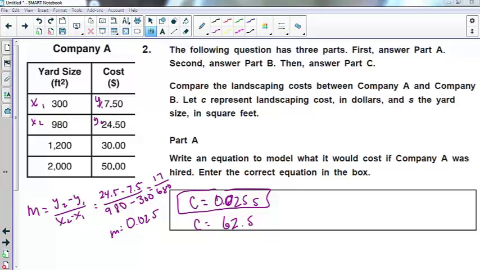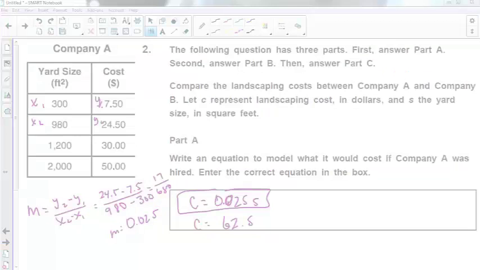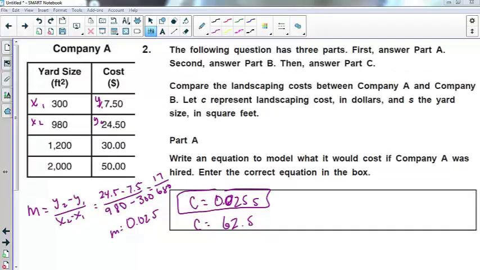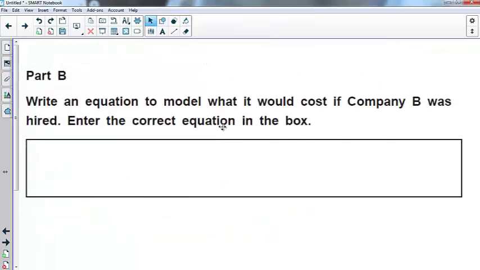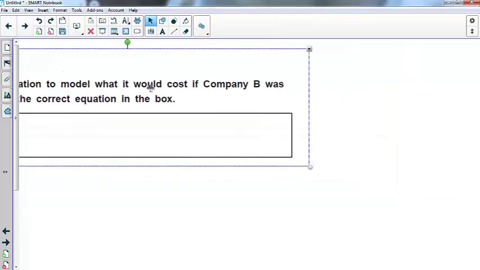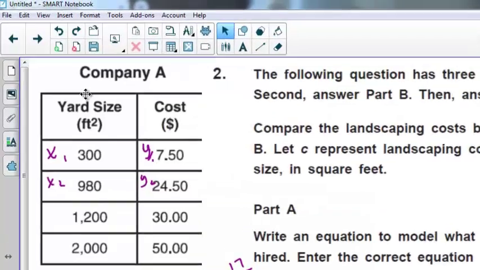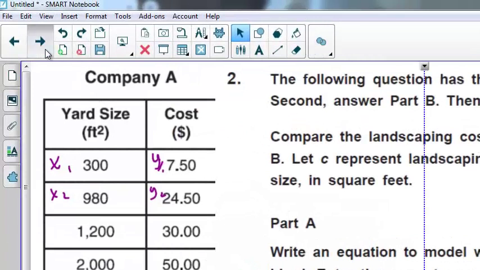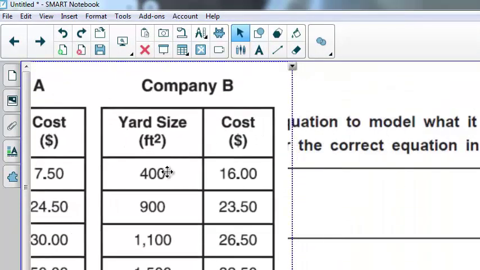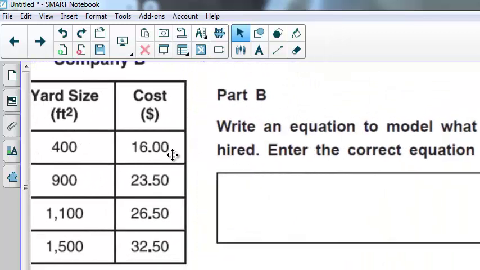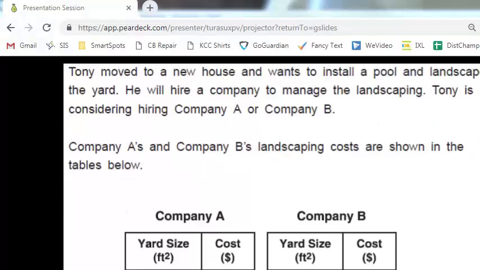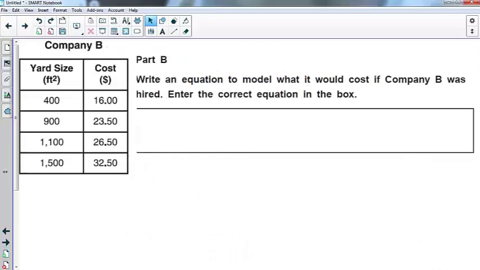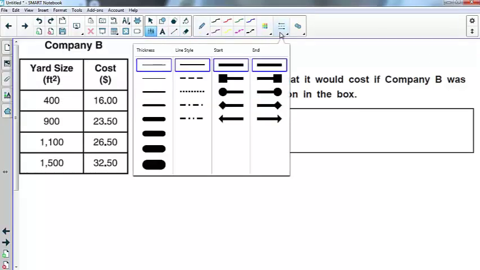Okay, so the next part of it is part B. And it says to write an equation for what it would be for company B. So the exact same concept, only you're trying to figure out the same information for company B. So right now, on your own, I want you to do what we just did for company B. Go. Okay, so we need to do the exact same thing we just did. So tell me what you started out by doing.